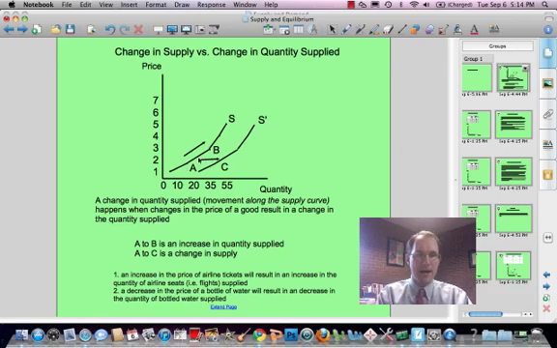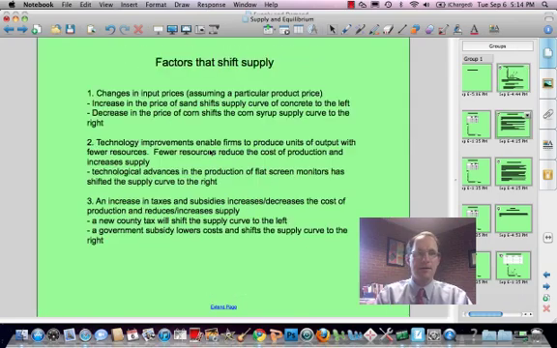Let's look at the factors that would actually result in a change in supply. So remember, that's a change in the amount supplied at any price. Okay, factors that shift supply. First, changes in input prices, assuming a particular product price. So don't make assumptions around a change in the specific product itself, but a change in the inputs to that product. So, for example, an increase in the price of sand, because I love the example of sand, shifts the supply curve of concrete to the left. A leftward shift in the supply curve means a decrease in the amount supplied.